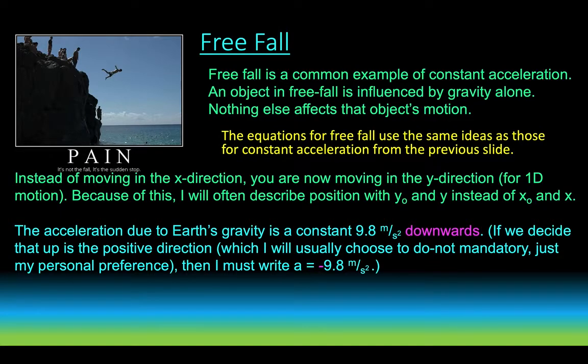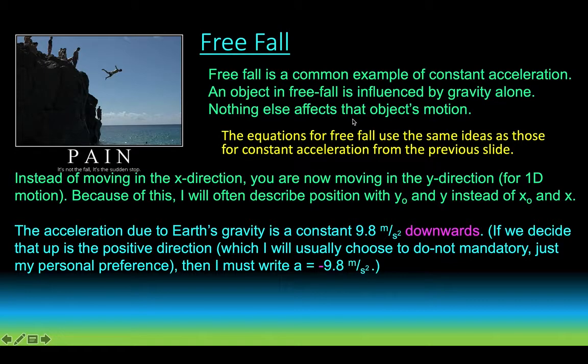Also, if we are in free fall, we define free fall as the only thing influencing our motion is gravity. Well, that means the acceleration is the acceleration due to Earth's gravity. The acceleration due to Earth's gravity depends on the mass of the Earth and the size of the Earth. These are things that are constant and true no matter where you are on the Earth. As long as you're within a few tens of miles of the surface of the Earth, the acceleration due to gravity is going to be 9.8 meters per second squared downward.